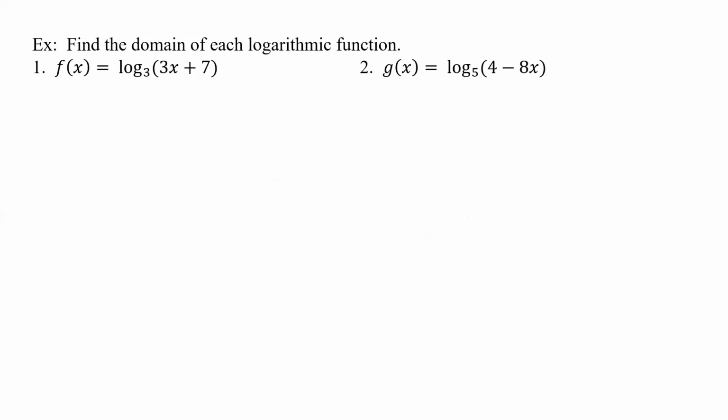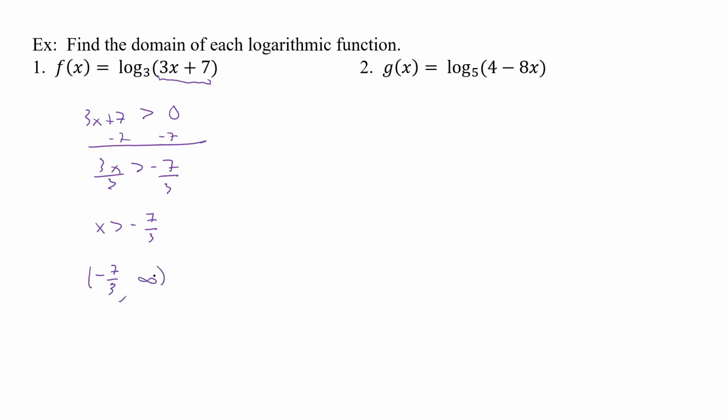All right, so let's do a few of these. Again, pretty close to what we just did on the last one. Here we're going to set the value, which is 3x plus 7, greater than 0. So we'll subtract 7. 3x is greater than negative 7. Divide by 3. x is greater than negative 7 over 3. So we're going to go from negative 7 over 3 to infinity, and that would be our domain.